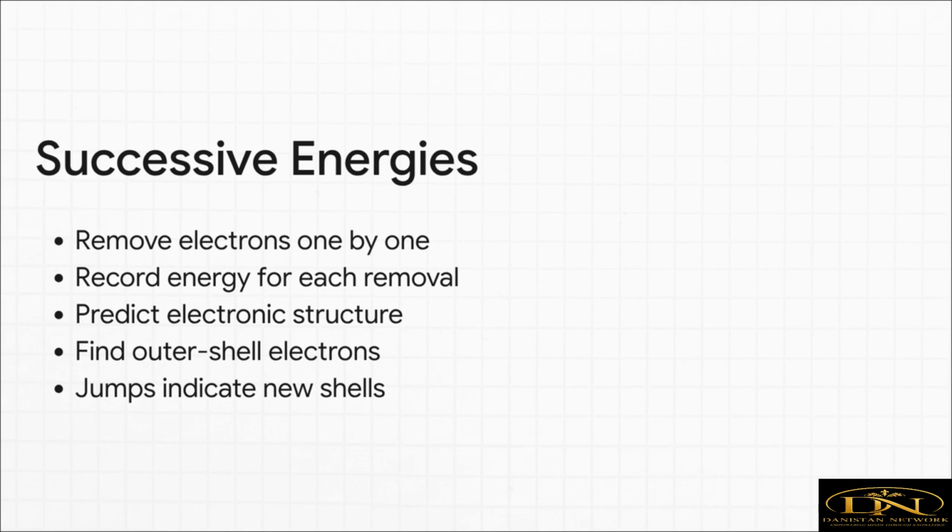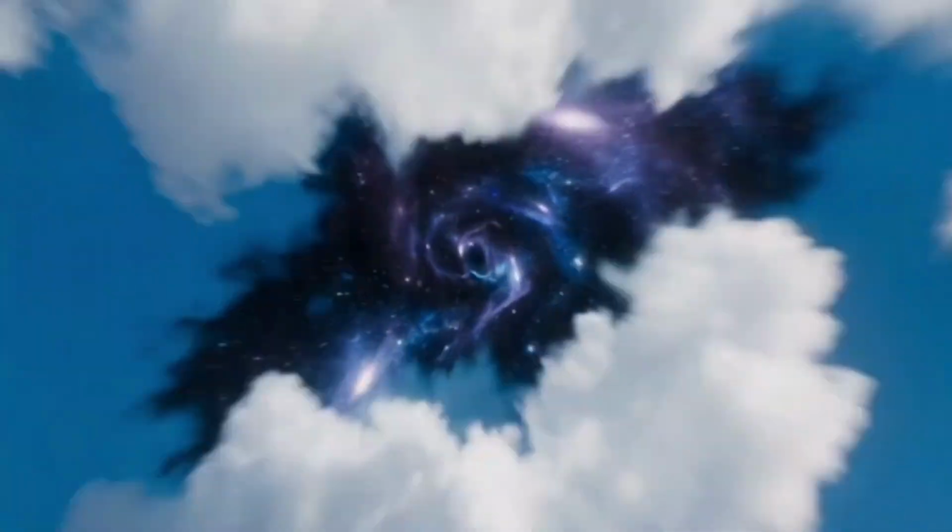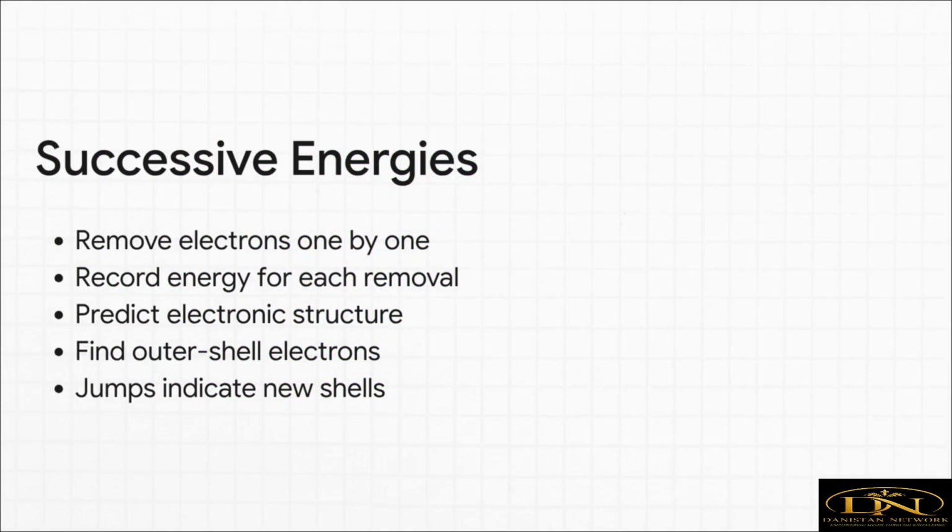Honestly, it's almost like hooking the atom up to a lie detector test. Reading the spikes in energy gives us hard, undeniable evidence about exactly how those electrons are arranged. Small, incremental increases in energy just tell us we're pulling electrons from the same shell. But large, massive jumps, boom, that tells us we've broken into a brand new shell that is significantly closer to the nucleus.